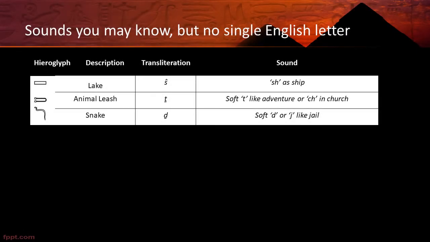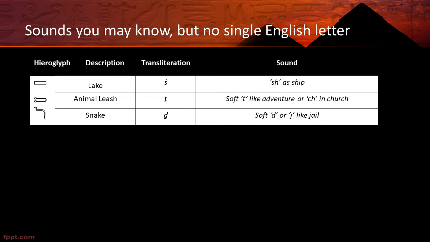And here you have it, 3 hieroglyphs that actually have sounds that aren't just one sound. For example, the lake, which looks kind of like a box, is the sh sound from ship. You have the animal leash, which is the ch sound from church. And then you have the snake, which is the j sound, similar to jail. So you can see just from these symbols, they're not exactly what we would use for one letter. In the English language, we use 2, but in this case, they're actually 1 letter.